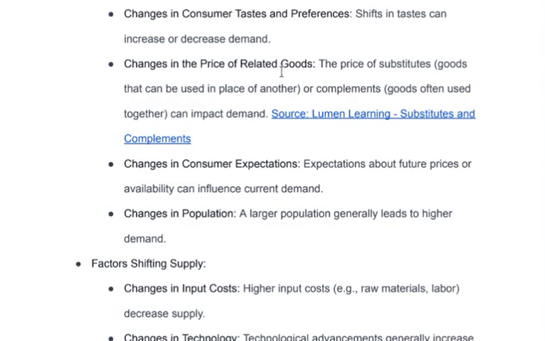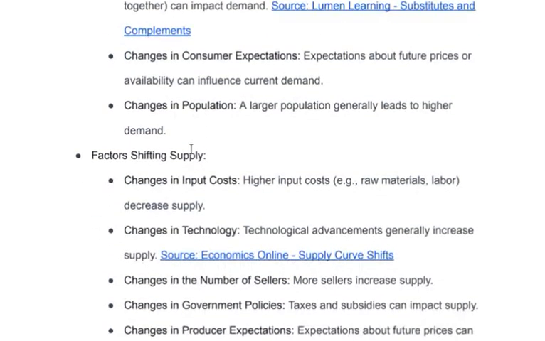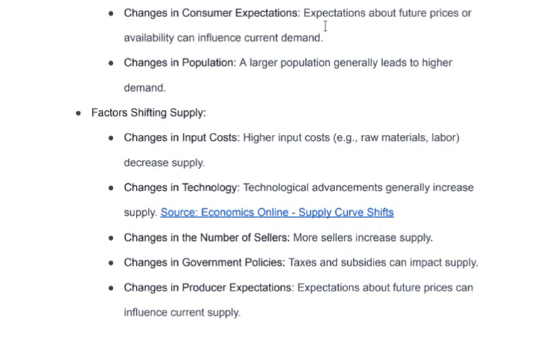Changes in the price of related goods. The price of substitutes or complements can impact demand. Changes in consumer expectations. Expectations about future prices or availability can influence current demand. Changes in population. A larger population generally leads to higher demand.